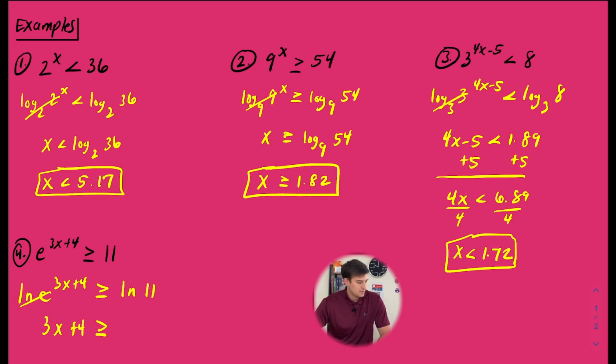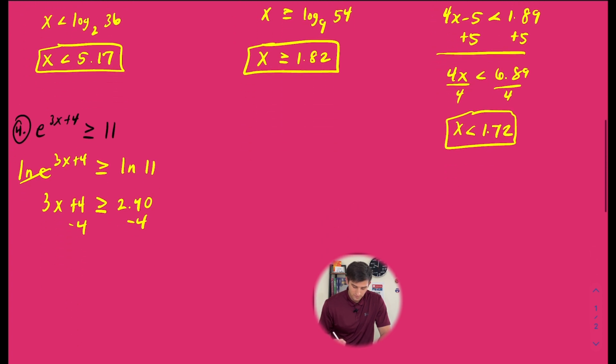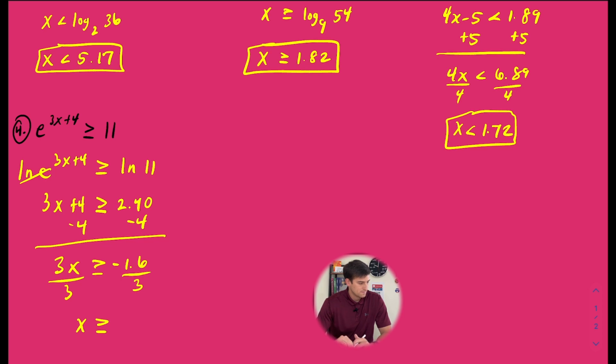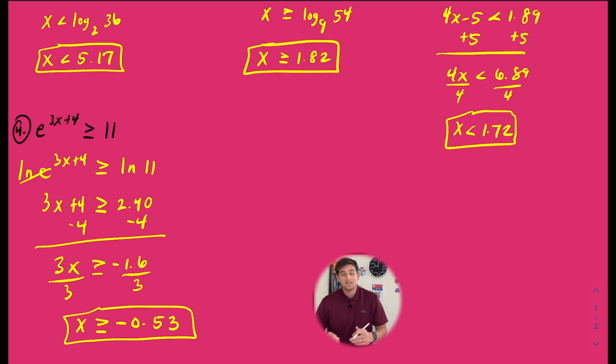And in our calculator, we can do natural log of 11, and that gives us 2.40. Now we're going to subtract 4. So we get 3x is greater than or equal to, and I'll just subtract 4 in my calculator here. So now we have negative 1.6, and let's divide both sides by 3. So x is greater than or equal to, and in our calculator, divide our answer by 3, and we're going to get negative 0.53. Okay, and that is how we can solve some exponential inequalities.